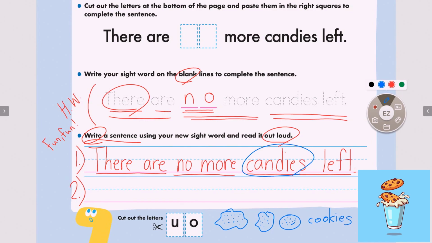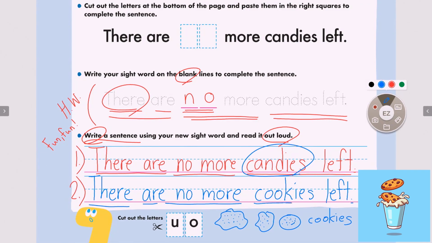All right, let's put the word cookies into our sentence. Are you ready? Remember, with a capital T, because we begin with there. There are, remember to read aloud, no more. Well, what do we not have? Cookies. Left. With a period. All right, everyone, let's read together. There are no more cookies left. Great job, everyone.